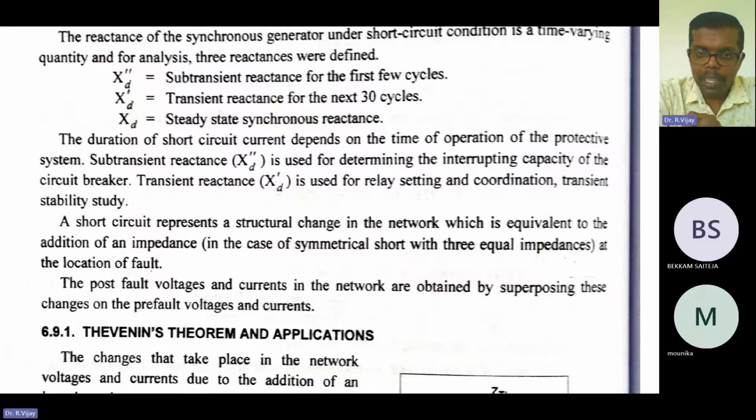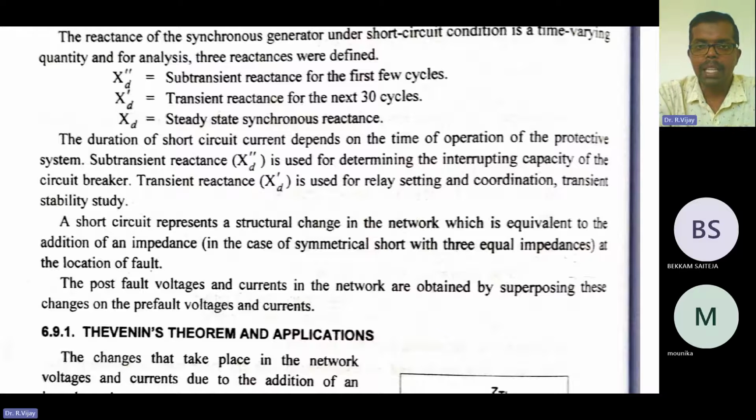So in that particular conductor, the current may increase up to 10 to the power of 6, so that much current may pass. That current, that conductor can't withstand. So in that condition, what may happen? That conductor may break, or suddenly the tripping will happen.